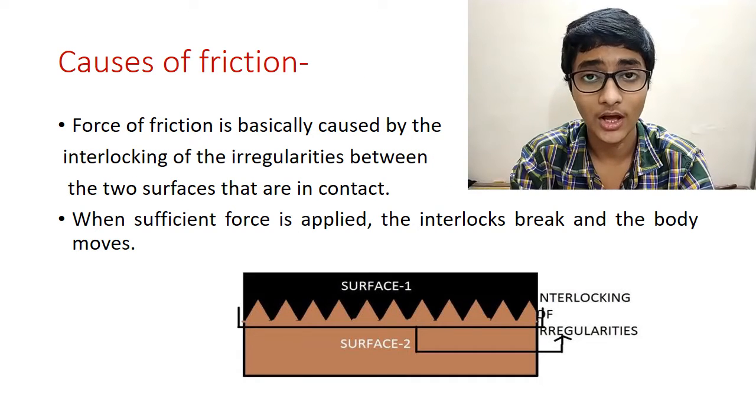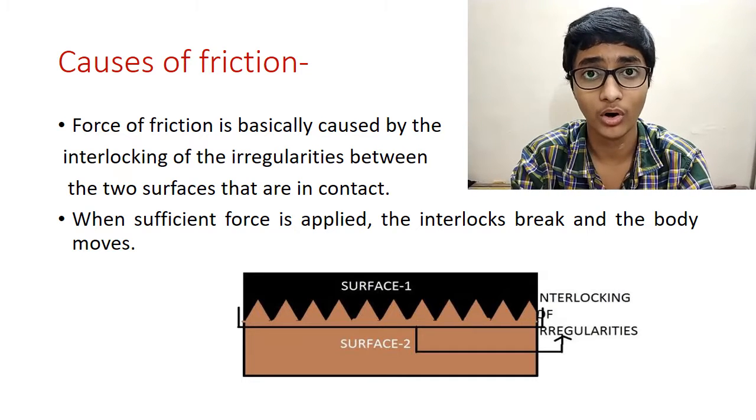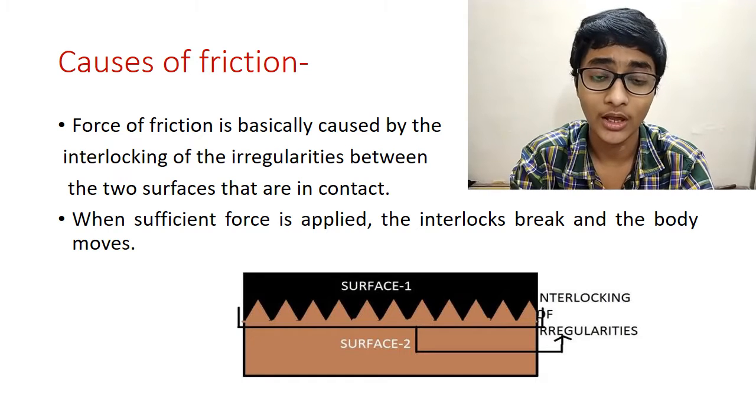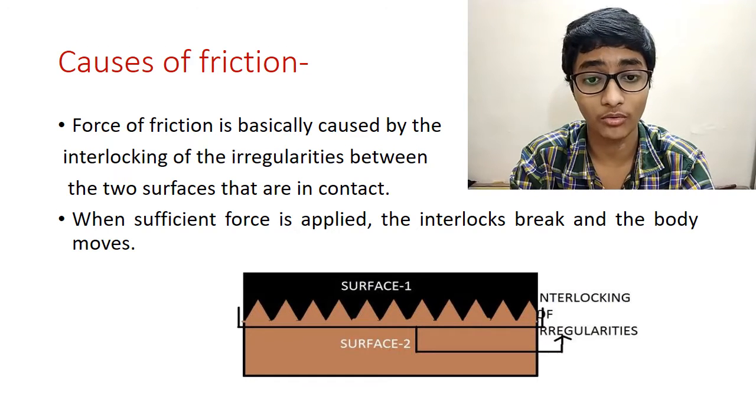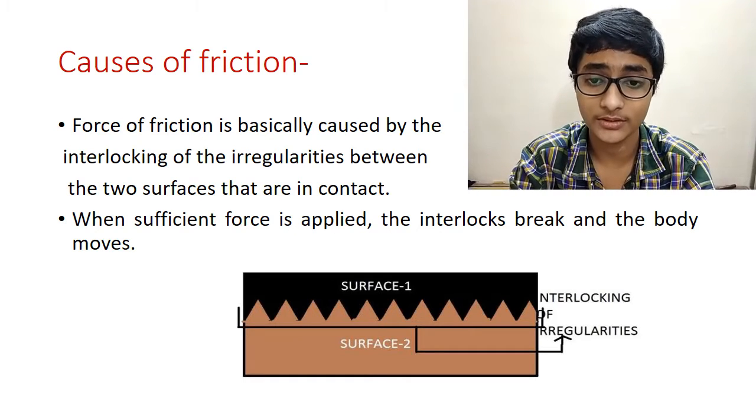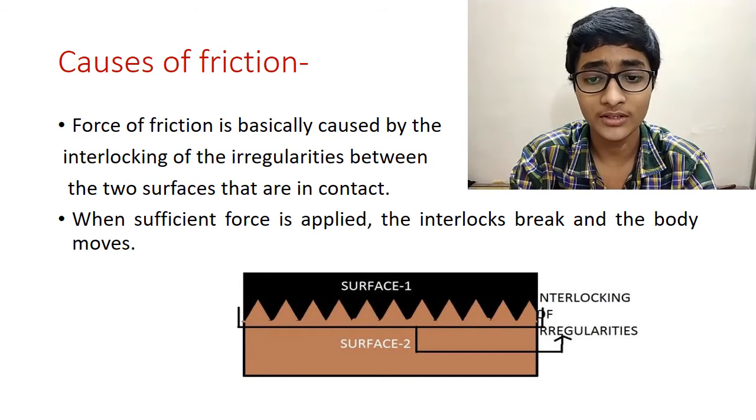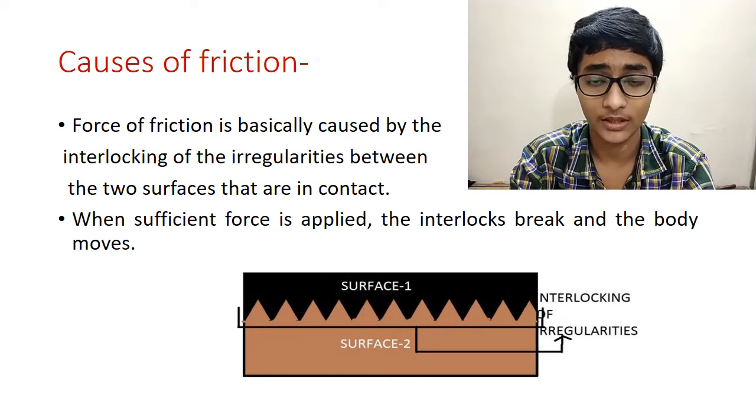Now the question arises how friction is caused. Friction occurs whenever two bodies that are in contact move or tend to move with respect to each other. Microscopic examination of surfaces of various objects reveals that all the surfaces have irregularities. When two surfaces slide over each other, the irregularities of these surfaces interlock with each other. This interlocking opposes the motion between the surfaces in contact and gives rise to friction. Thus, the force of friction is basically caused by the interlocking of irregularities between the two surfaces that are in contact. When sufficient force is applied, the interlocks break and the body moves.